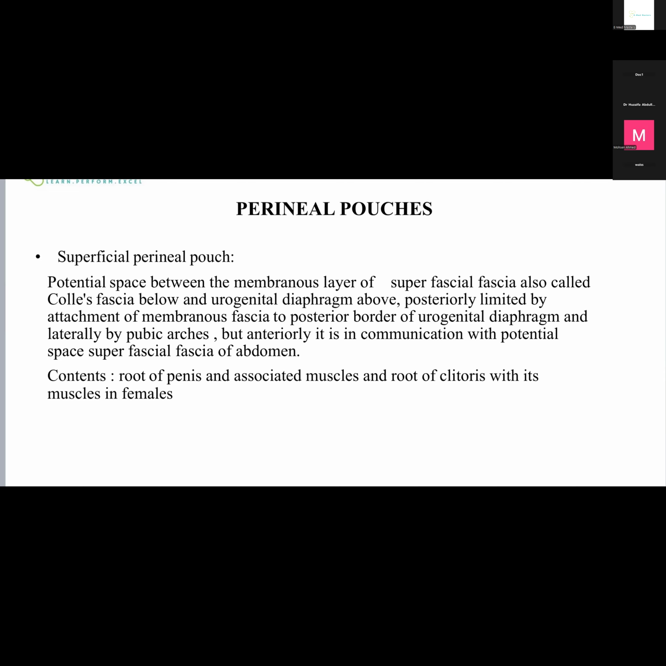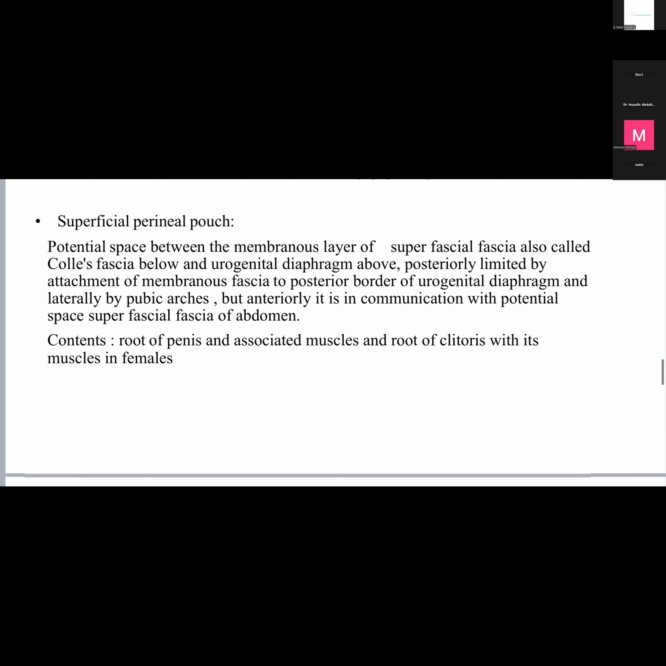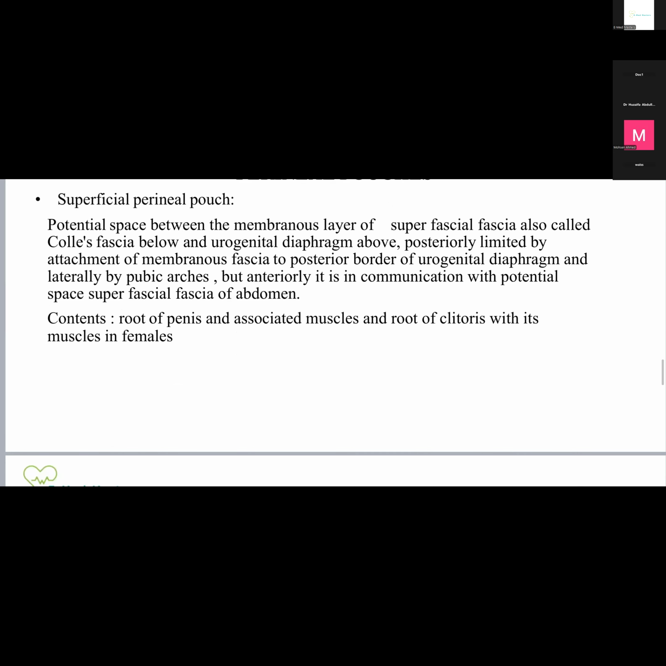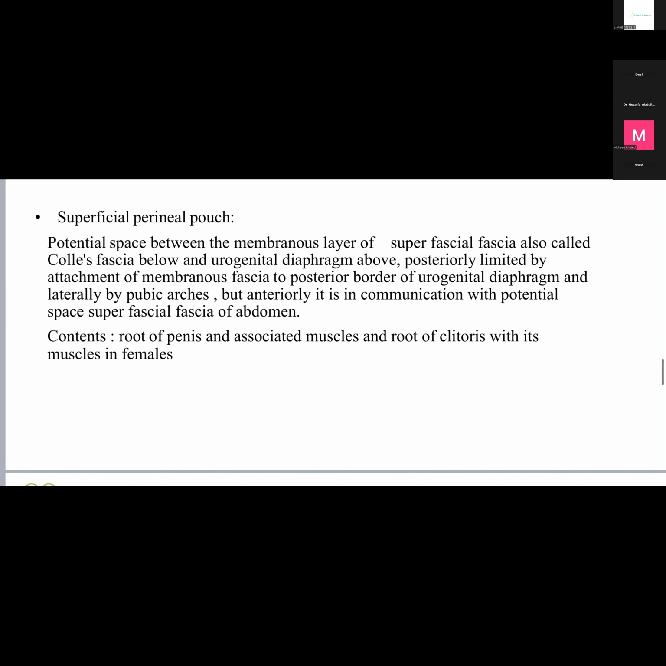But anteriorly, it is in communication with the space below the superficial fascia of the abdomen. So if any injury occurs to the urethra, urine can go to these places in the abdomen. So the boundaries of the superficial perineal pouch are important. Contents of the superficial perineal pouch are the root of the penis and its associated muscles, and the root of the clitoris in females along with associated muscles.